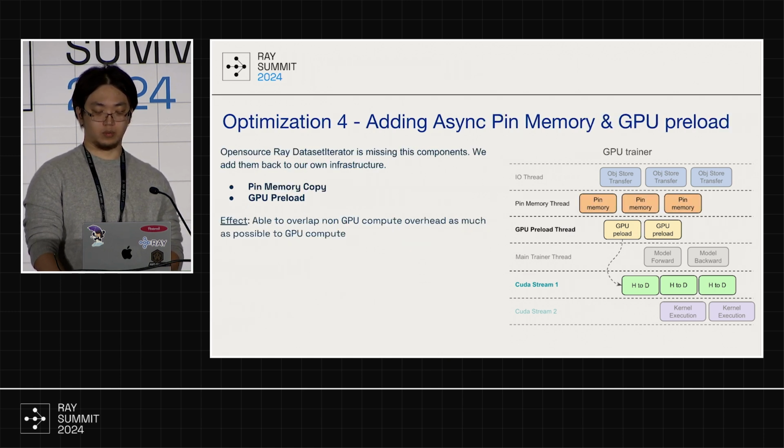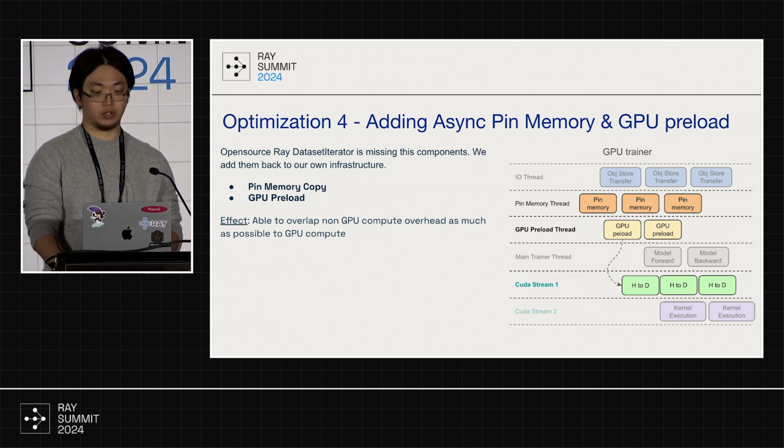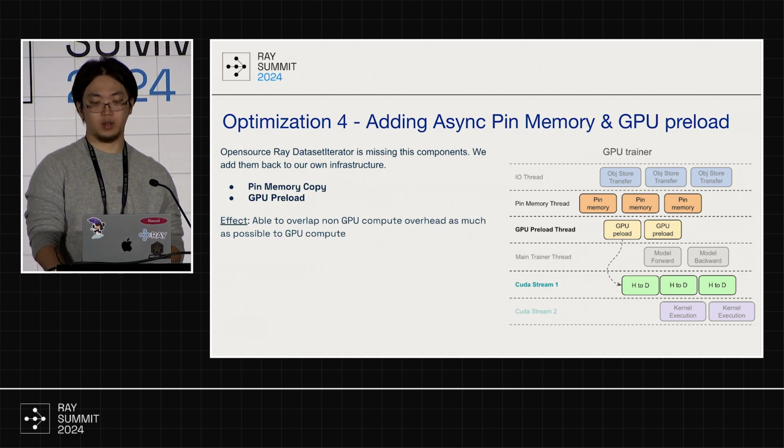So the final thing we have to do is to add these two pipeline stages into our Ray training setup, in order to fit more into the ML training ecosystem, and make sure that we can overlap, as much as possible, the non-compute overhead with the GPU compute itself.